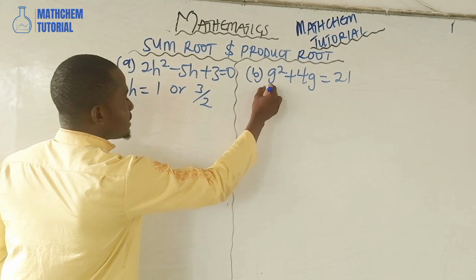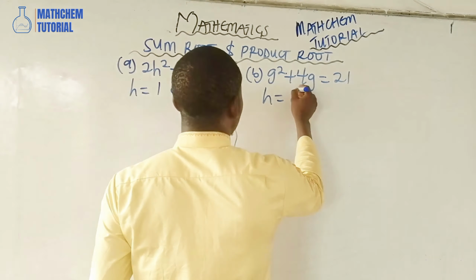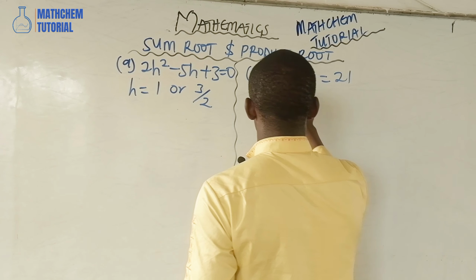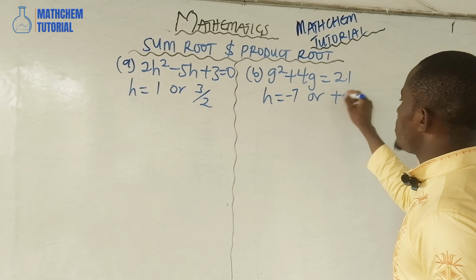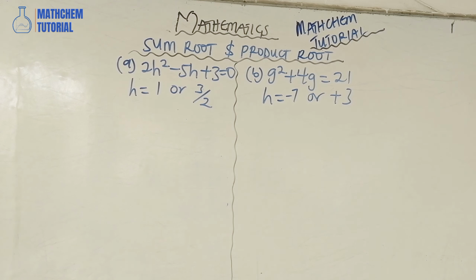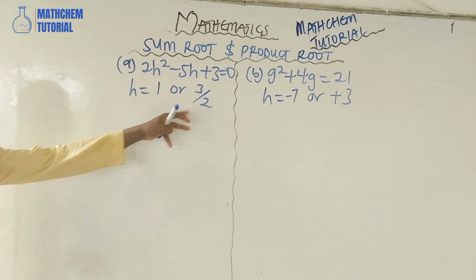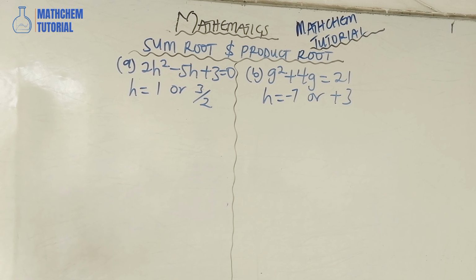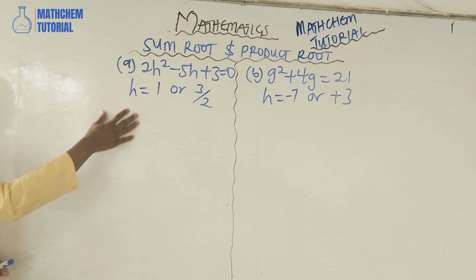And we got for this one h equals minus 7 or plus 3. So that was the answer we got when we used the completing the square method, factorization, and the quadratic formula. Now we are in sum of roots and product of roots. Sum of roots basically means the sum of these two answers, while product of roots means the multiplication of these two answers we got here for the value of h.